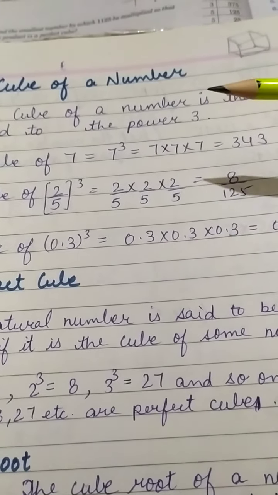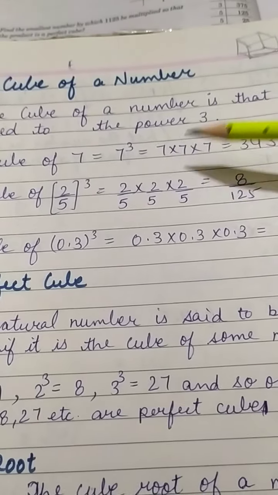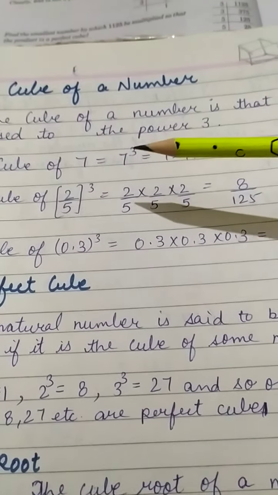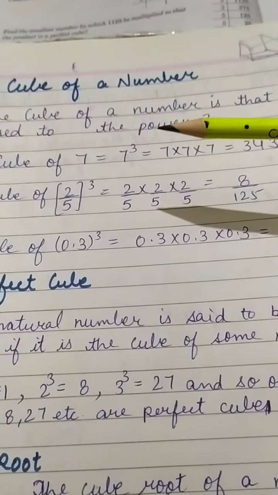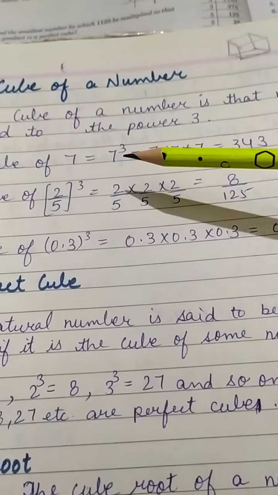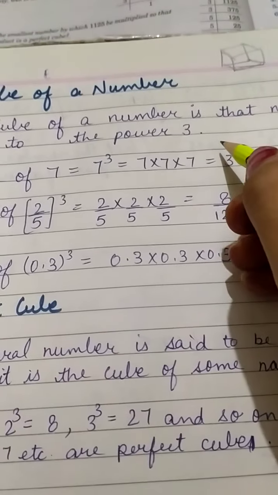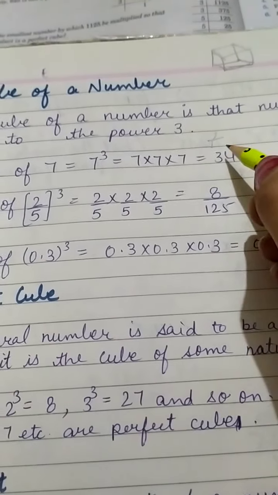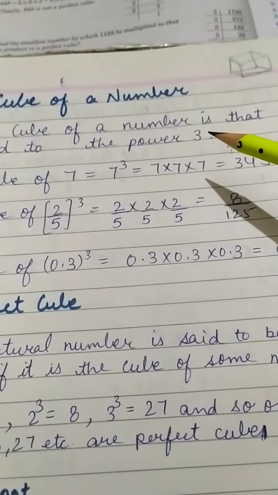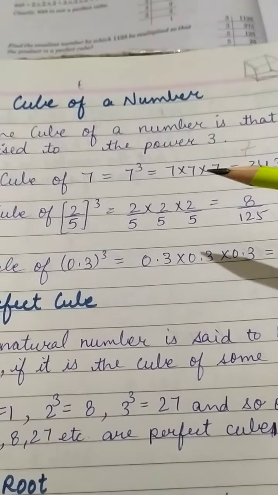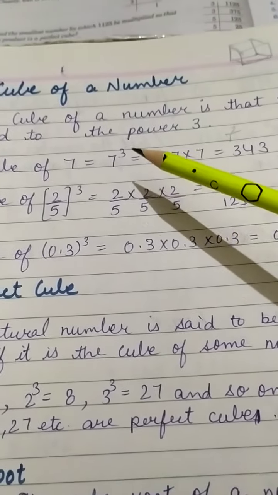Now to find the cube of a number, we have the power 3. Any number raised to the power 3 is the cube of a number. In square we have, children, power 2. 7 to the power 2 is a square. But if we have power 3, it means it is a cube. We have to find the cube.